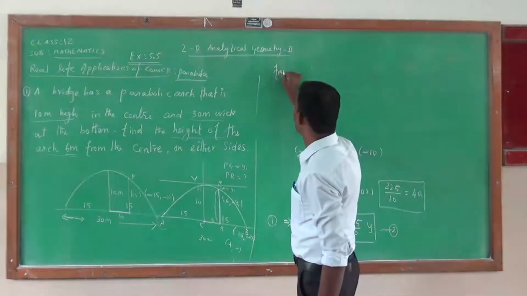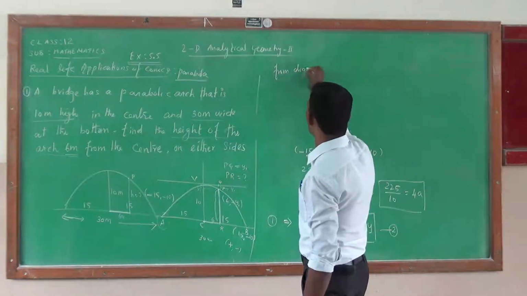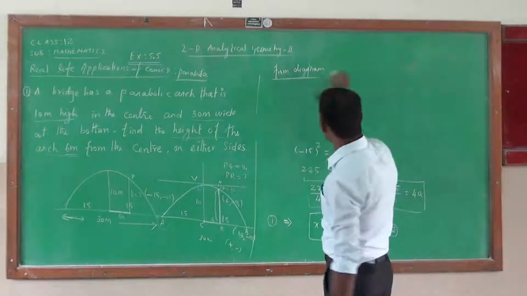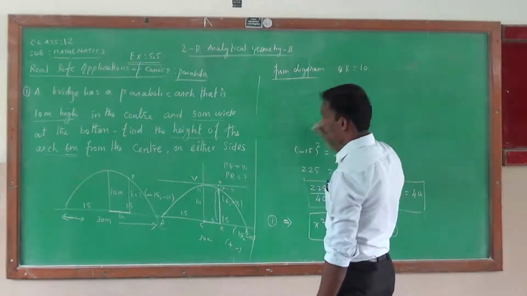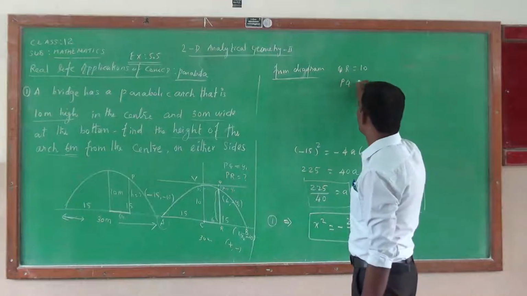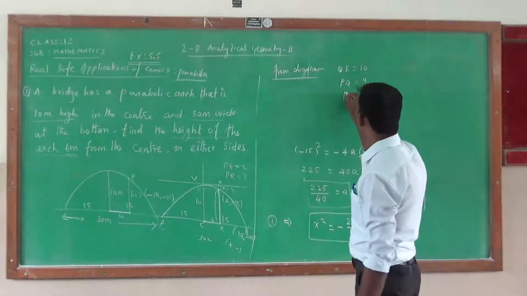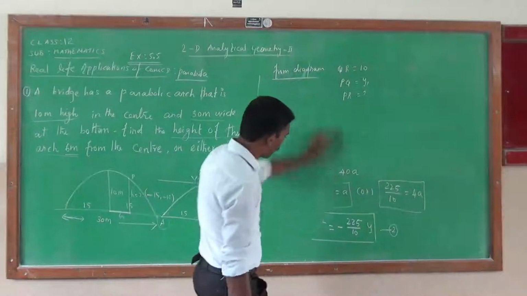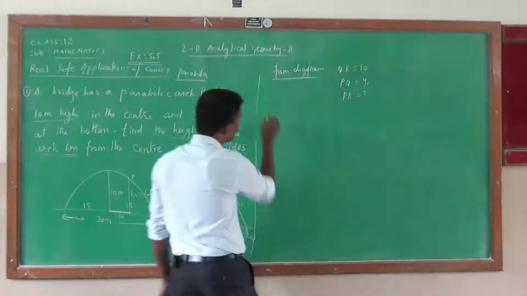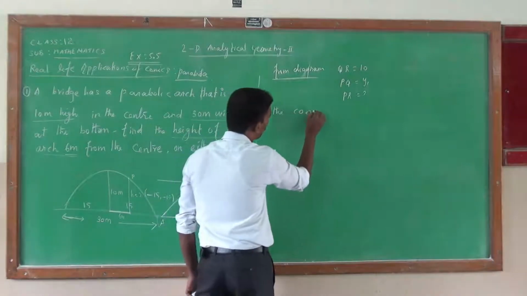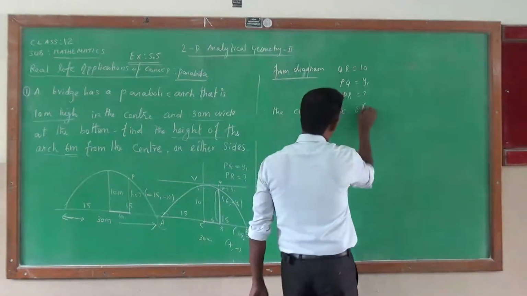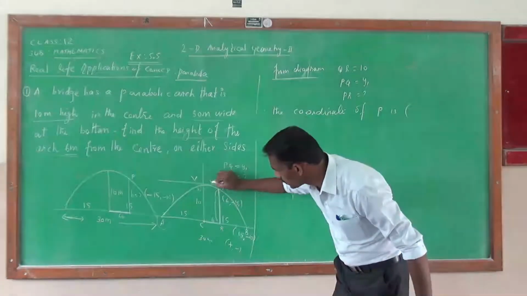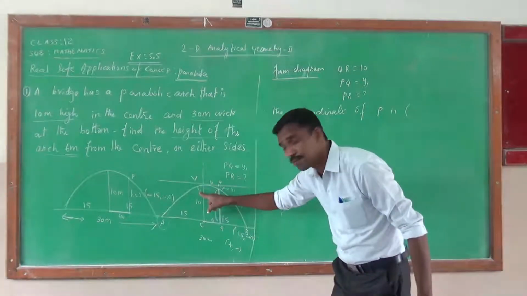From the diagram, QR is equal to 10, PQ is equal to y1, and PR is what the question asks for. Now, the coordinate of P: the horizontal distance is 6, and the vertical distance is y1.